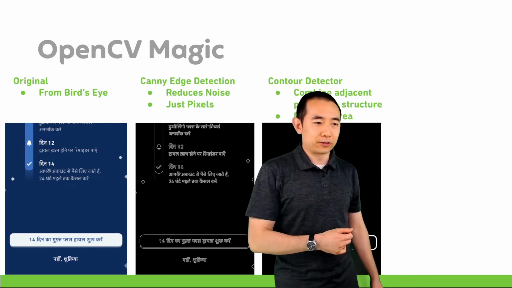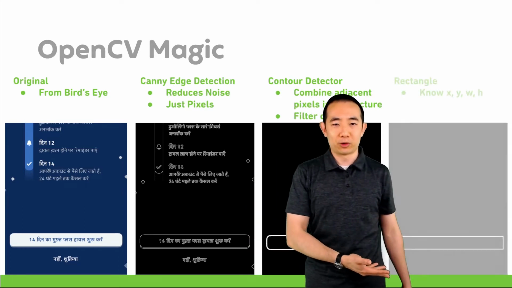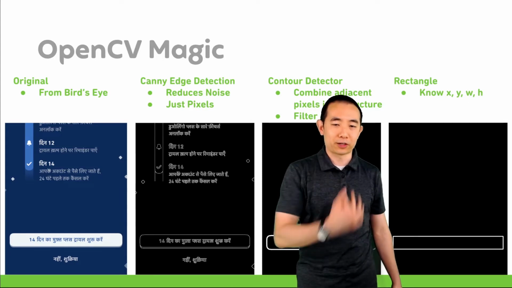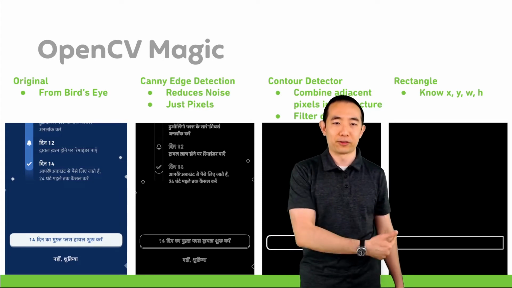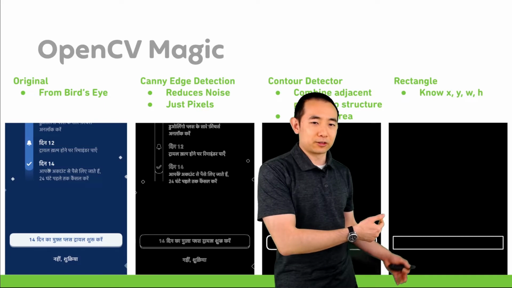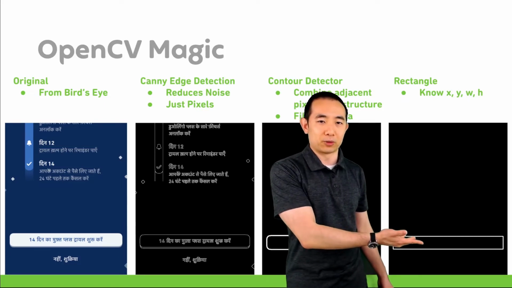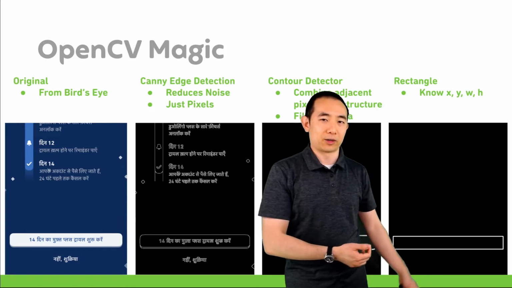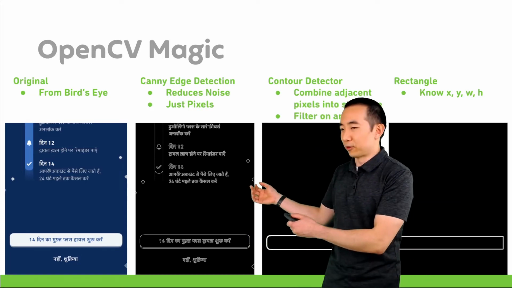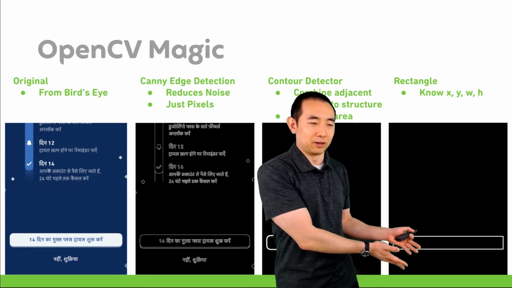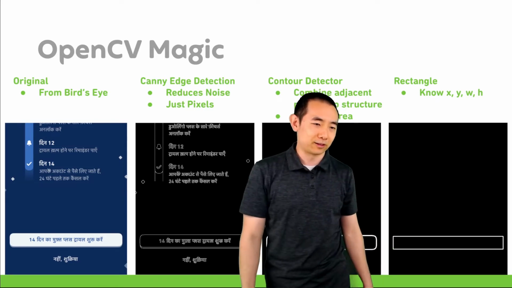However, there's still very little we can do with a contour, so we have one more step, which is to call a rectangle function, which puts a box around the contour from the third step. And now we have summarized everything into four numbers, the x and the y coordinate of the top left corner, and then the width and the height of the rectangle. So we've taken everything from the first screenshot and reduced it down to four numbers representing the space around the button in the last image.